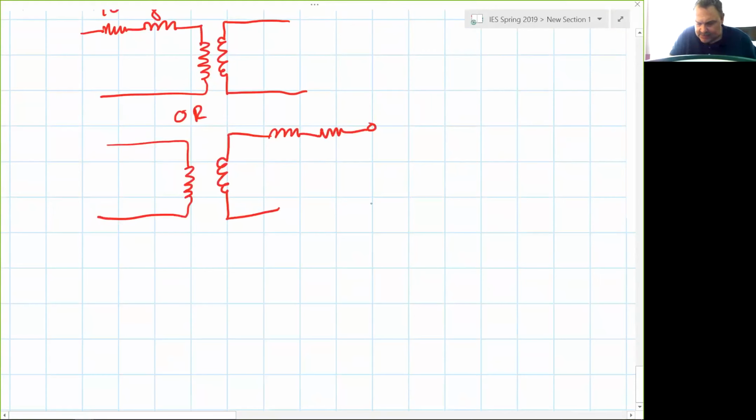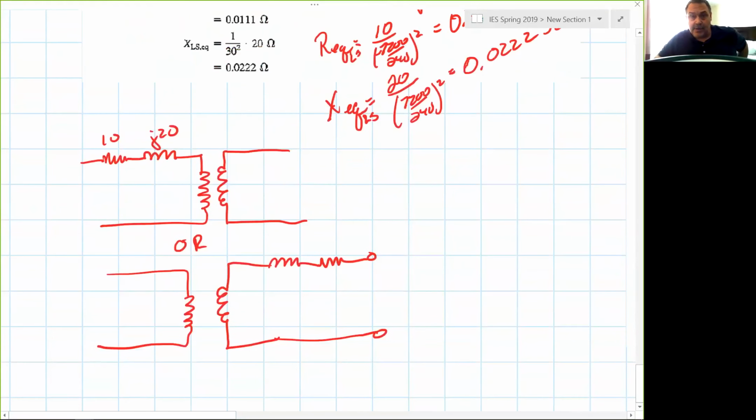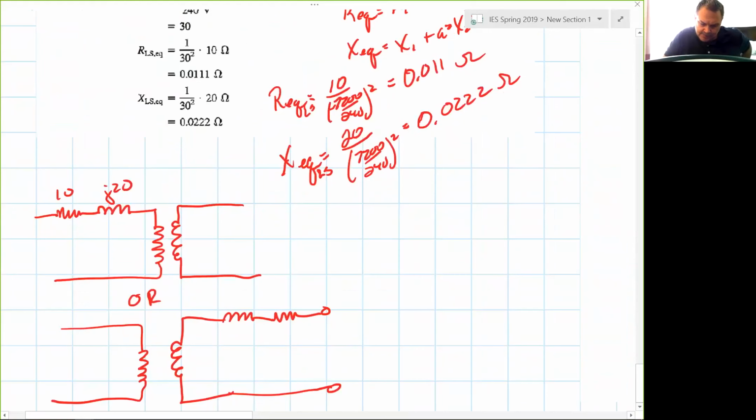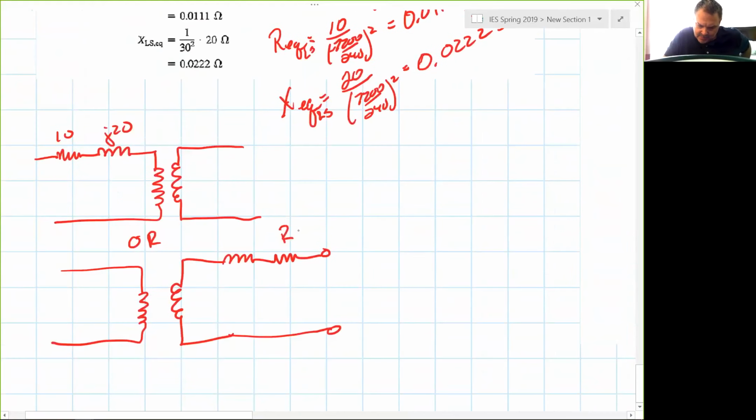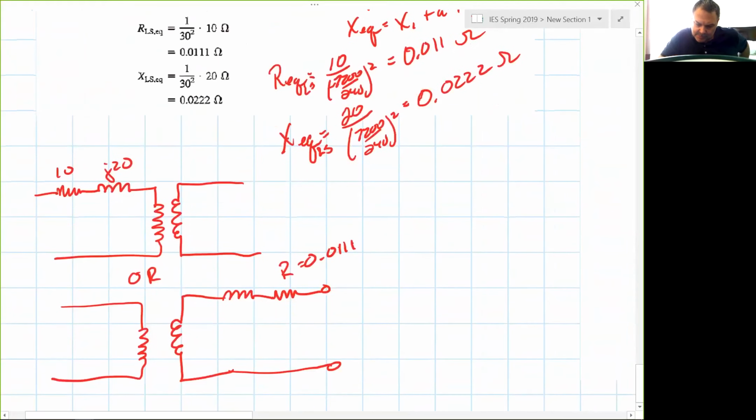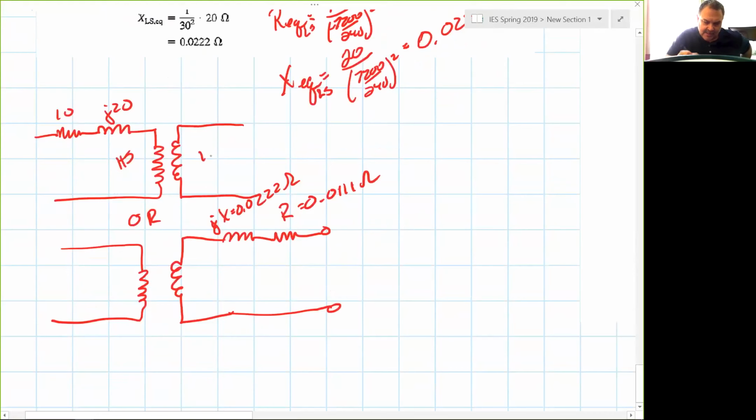And the importance in doing this is to get you to understand that the transformers are not ideal, and they do offer impedance into the system. And in some areas, that's actually a good thing when it comes to fault currents. 0.111 ohms and JX equal to 0.0222 ohms. Okay, put on the low side, high side.